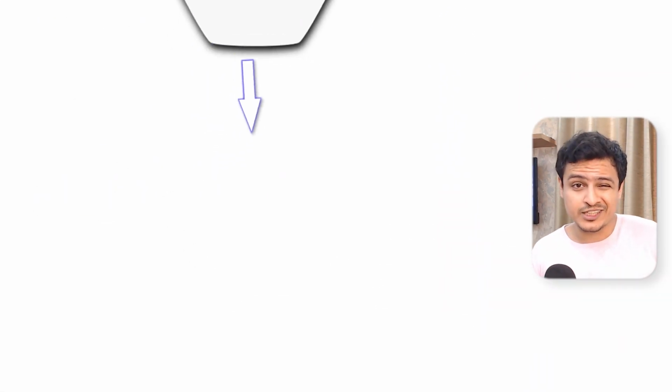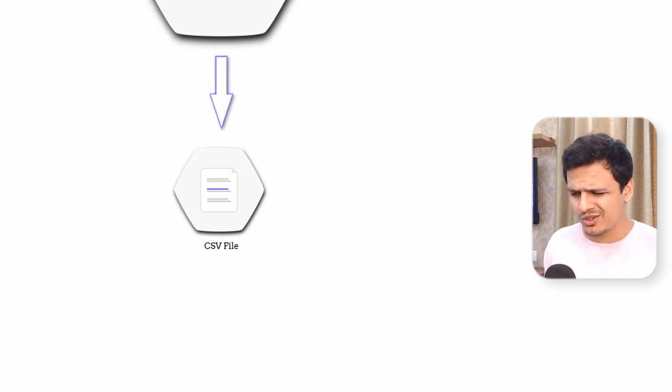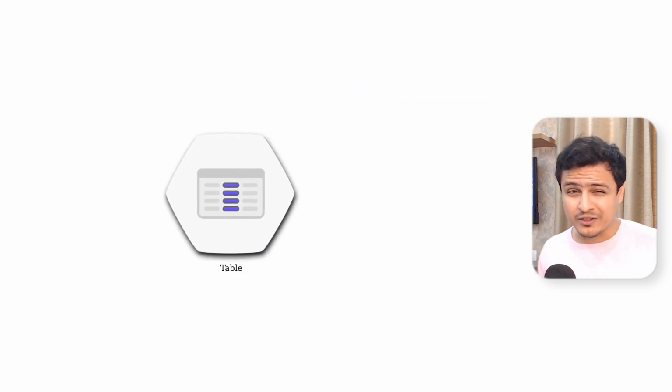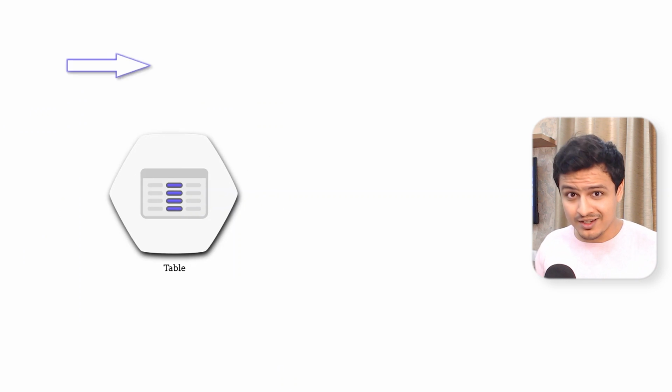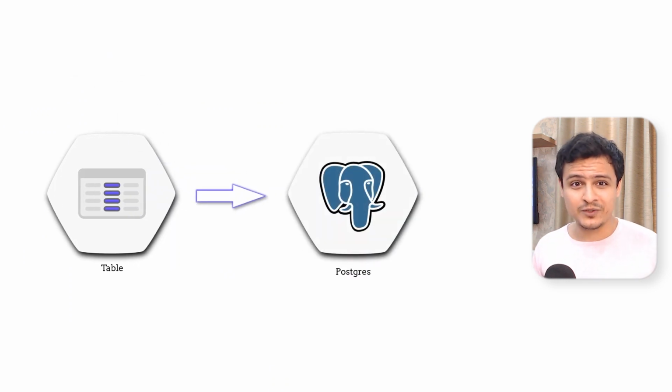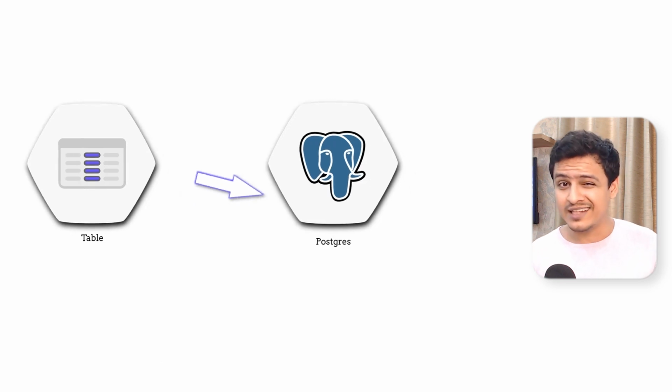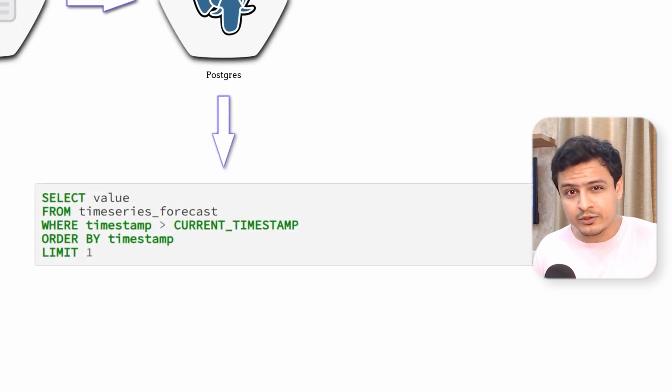We already have our prediction data in a CSV file which looks kind of like a table. And you know a great place to store tables? A database. And that's exactly what I did. I dumped the entire CSV in Postgres. I then wrote a simple SQL query to retrieve the replica count against the current timestamp.